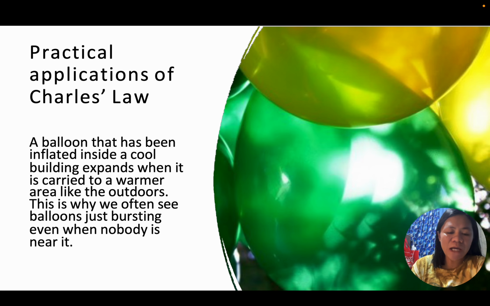For the practical applications of Charles' Law: a balloon that has been inflated inside a cool building expands when it is carried to a warmer area like the outdoors. So this is why we often see balloons bursting even when nobody is near them. If you have a party and there's exposure to sunlight, there's a big possibility that it will pop, because the warmer the area, especially outdoors in sunlight, the more our balloon expands.